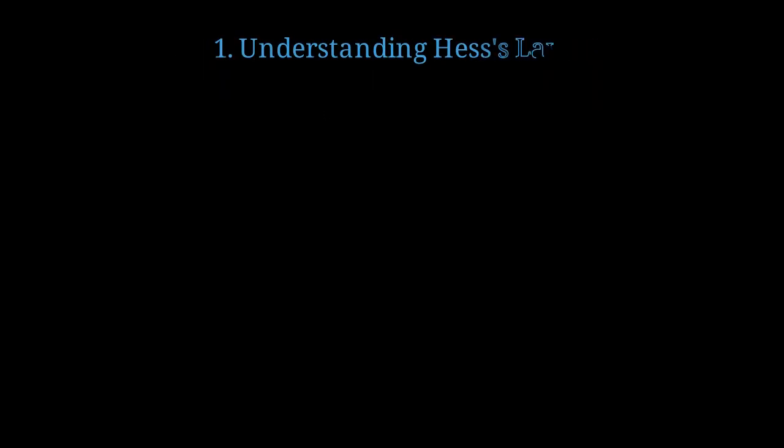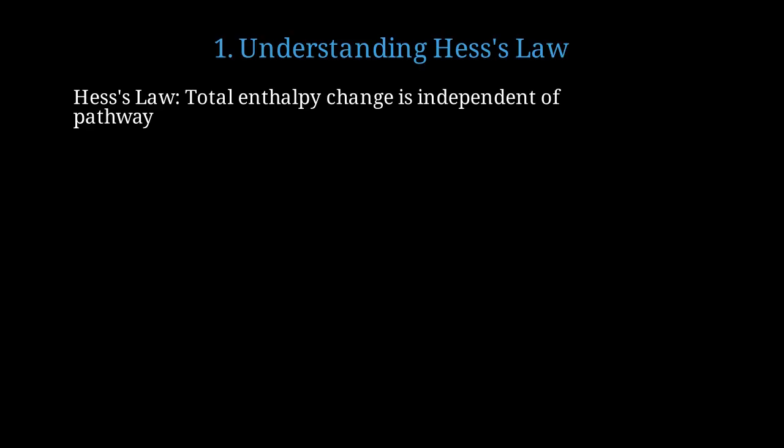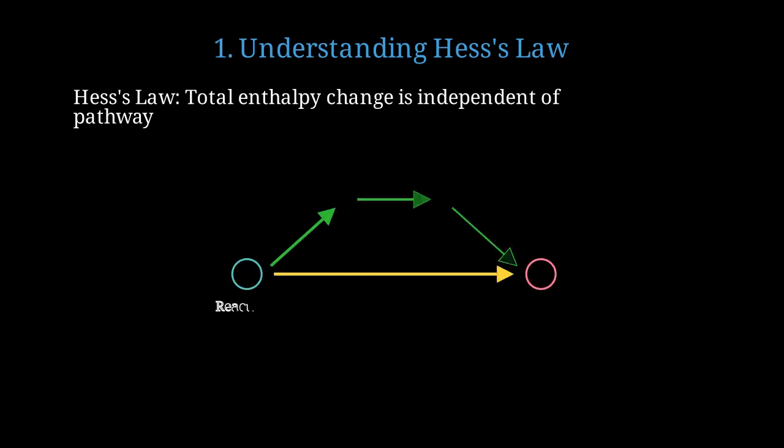First, let's understand the principle behind Hess's law. Hess's law states that the total enthalpy change for a reaction is independent of the pathway taken, depending only on initial and final states. Whether we go directly from reactants to products or take an indirect pathway through intermediate steps, the total enthalpy change remains the same.